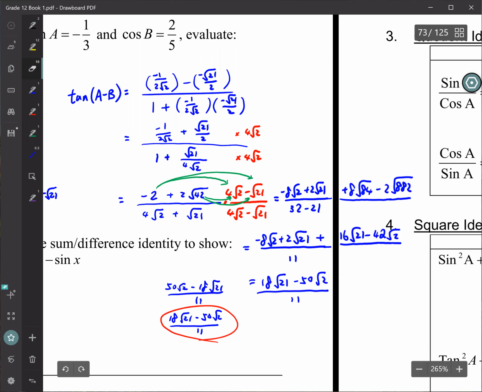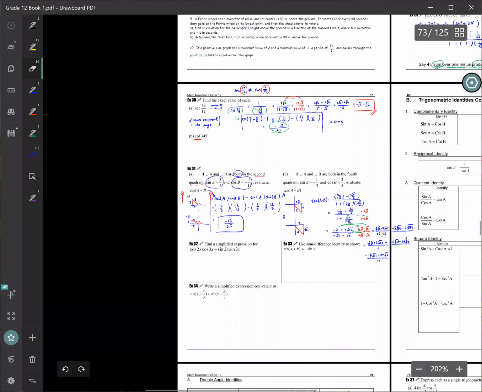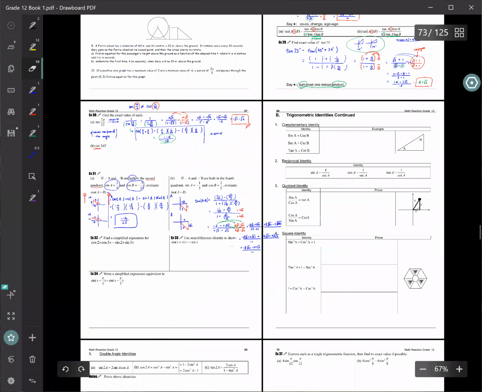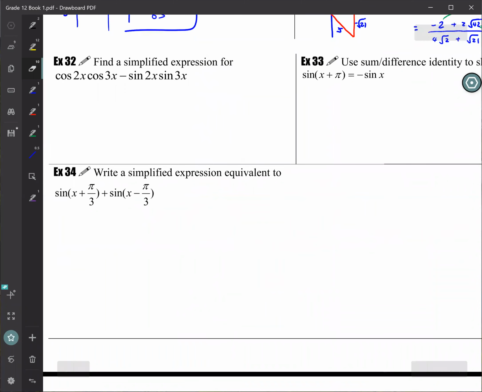Okay, I think I want to go over one more question and then we'll call it a day. So the last question I want to do is the one over here, okay? Question 34.